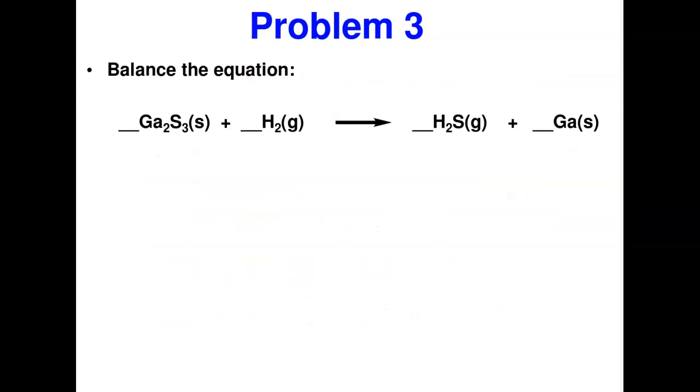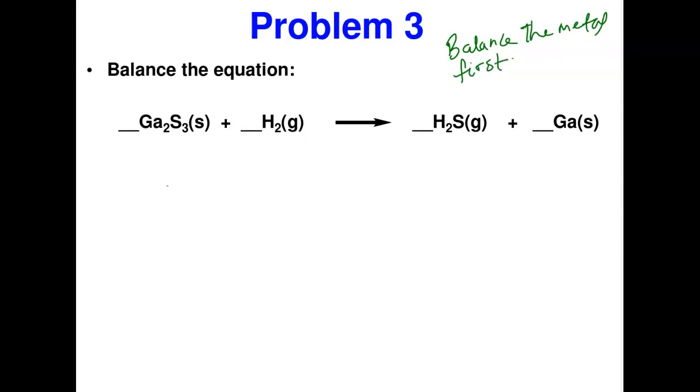The next problem says balance the equation. This is gallium sulfide reacts with hydrogen. Again, remember the tips. There's a metal here, so I'm going to balance my metal first before the hydrogen. That's the first thing I do.